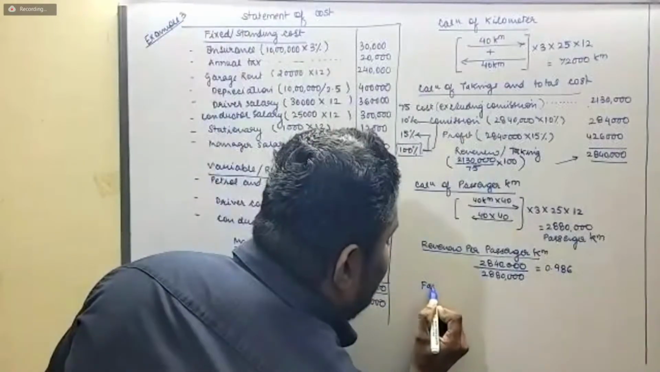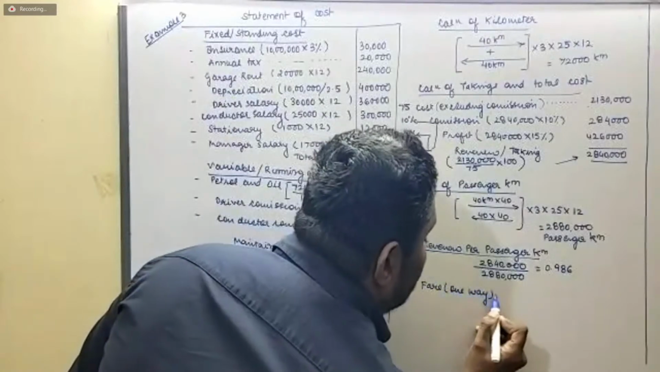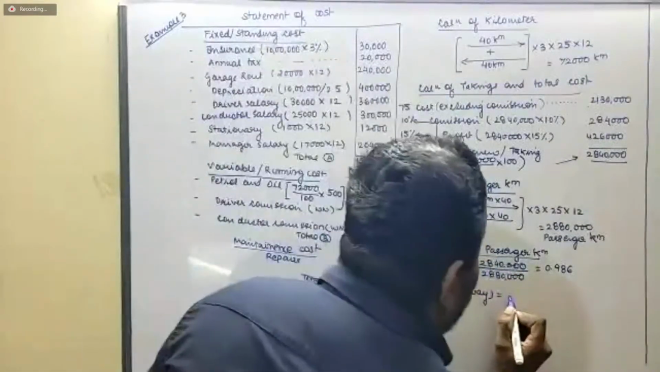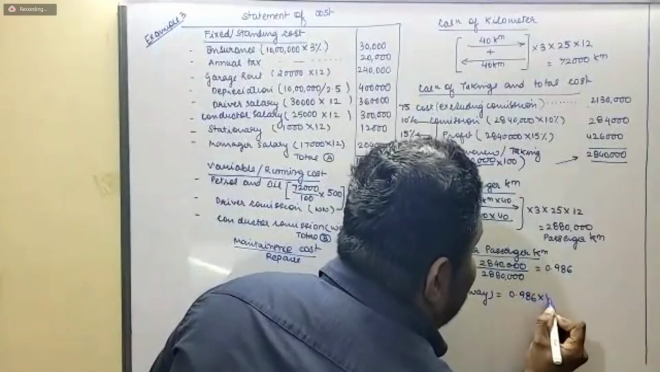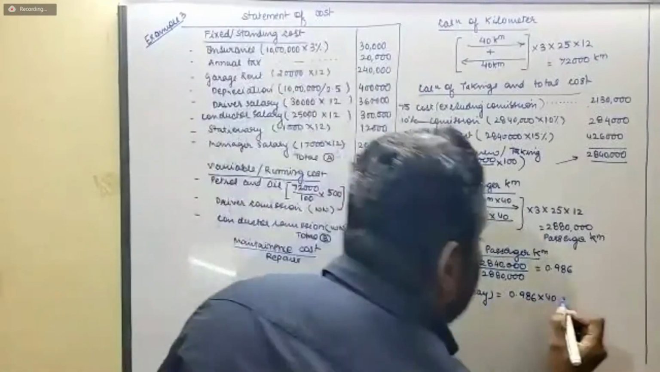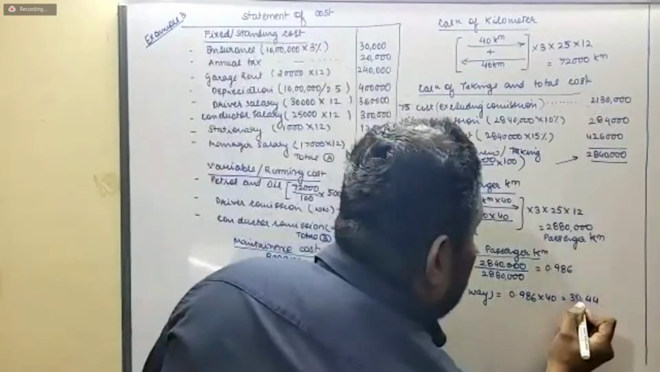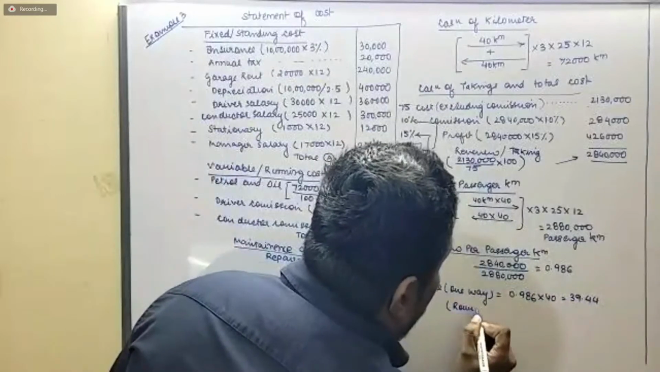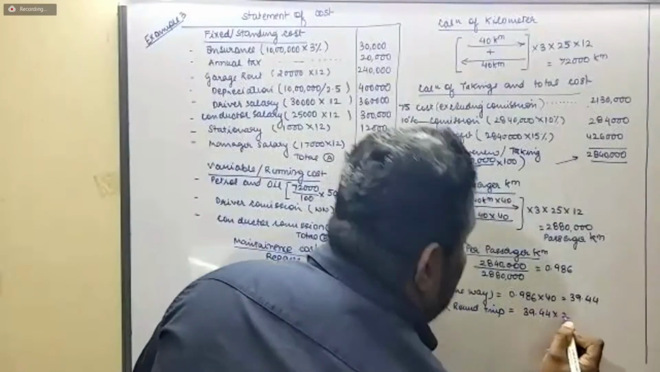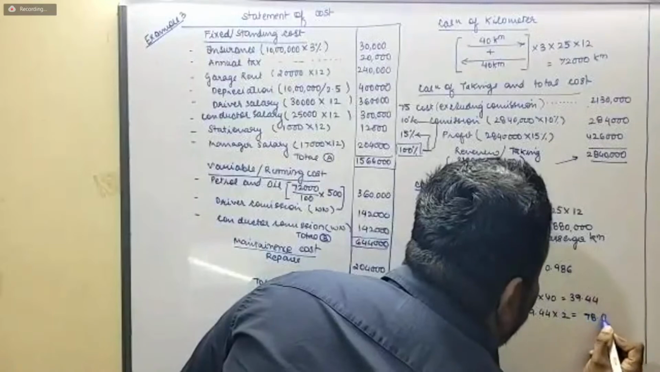So when talking about the fare to be charged one way, per passenger per kilometer, the revenue we are expecting is 0.986. And a passenger if travels for 40 kilometers, so how much will be the fare? It will be 39.44 for one way journey. And if we want to calculate the round trip fare, this will be 39.44 into 2. That is 78.88.